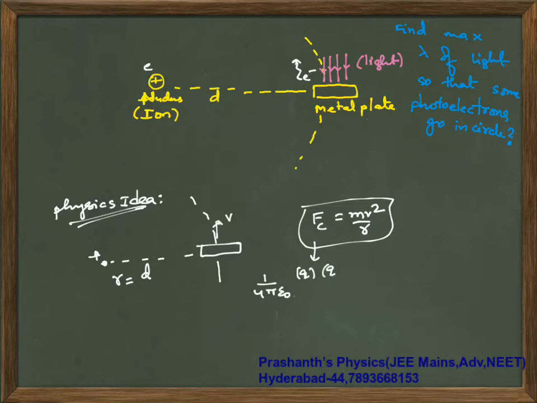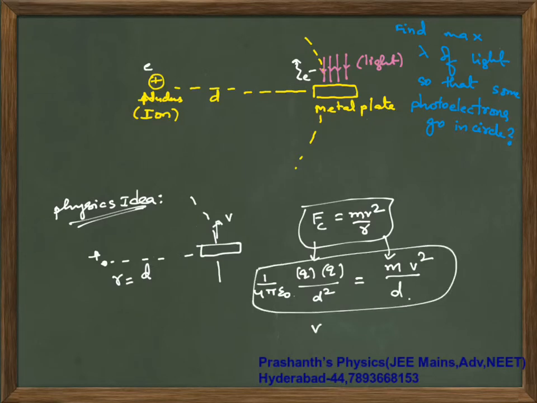So q into q by distance d squared is equal to your centripetal force, mass of electron into velocity of electron squared by distance d. From here get the value of v. Now your ejected electrons, from here you can give the value of v and relate this to the photoelectric effect equation. Your photoelectric effect equation is what?